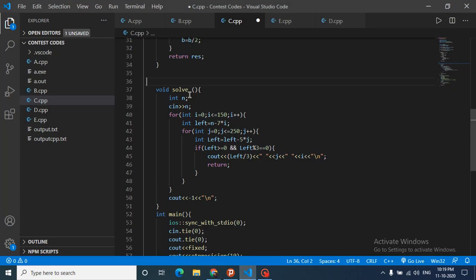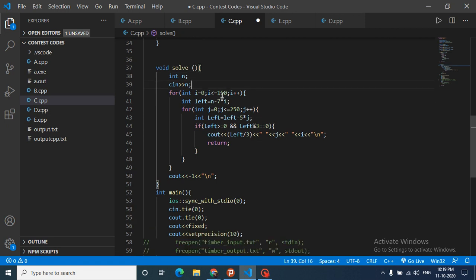As you can see, take the input n, total number of rooms. Then for 7, you will take the value from 0, because there can also be no rooms of type 7, so 0 till 150, as I have told you. How many rooms are left? n minus 7i. Now you again do for 5, so rooms can be from 0 till 250. It is from 200, but I have just taken the upper bound of 250. You can do this for 200 also.